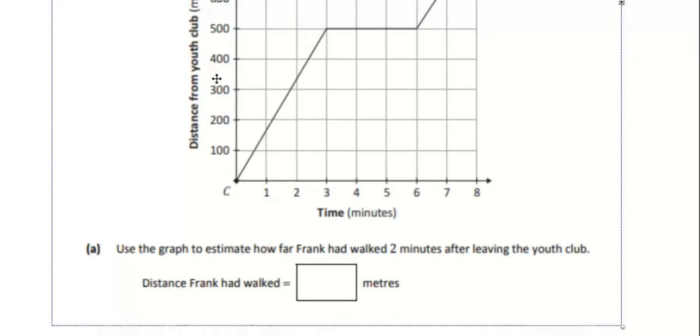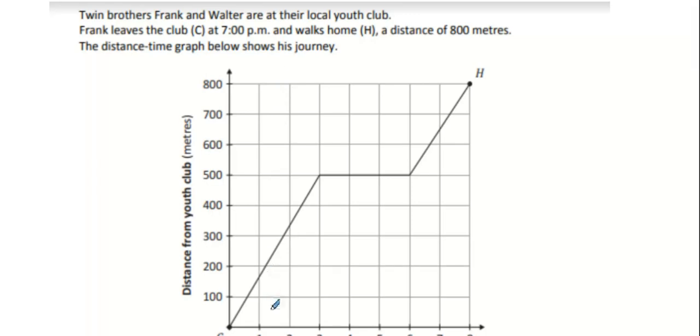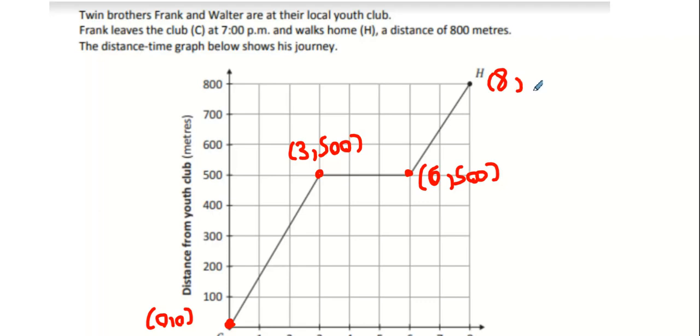All right. So, twin brothers Frank and Walter are at their local U club. This means at the point 0,0, you are at your U club. Okay. After 3 minutes, you're 500 meters away from your U club. At 6 minutes, you're still 500 meters from your U club. Does that make sense? And then after 8 minutes, how far away are you? 800 meters away. Does anybody know where I got those points from?